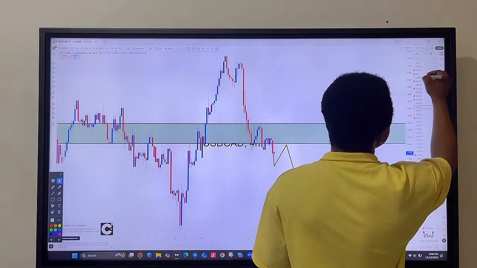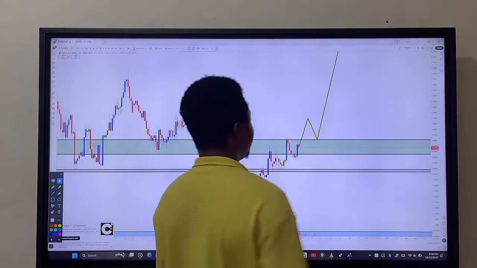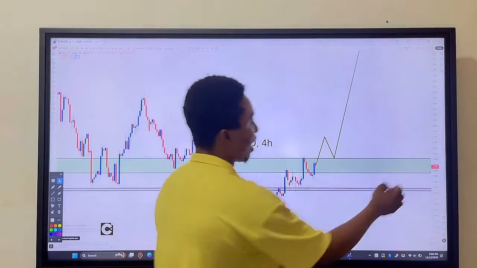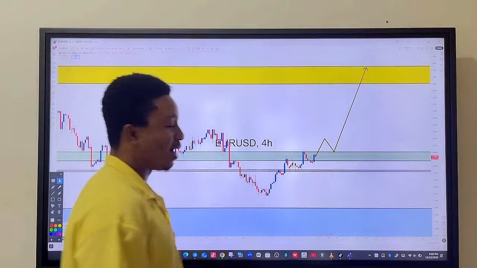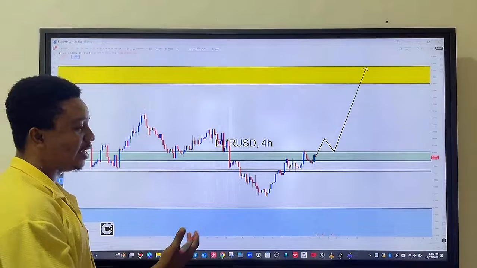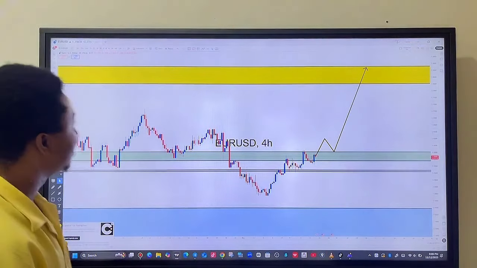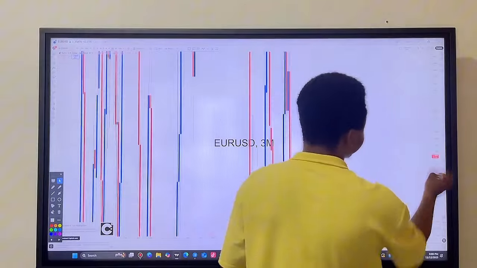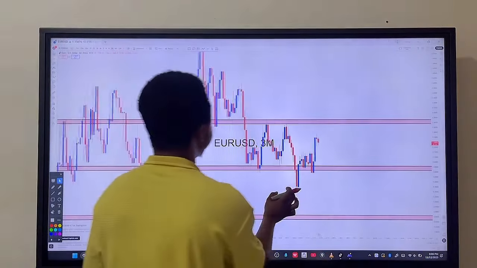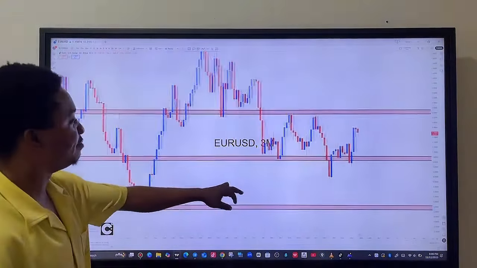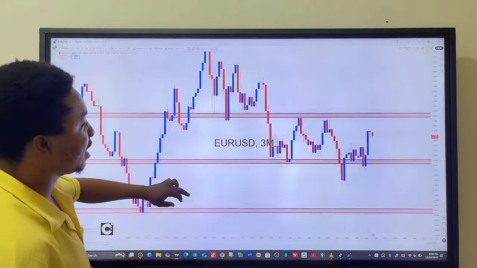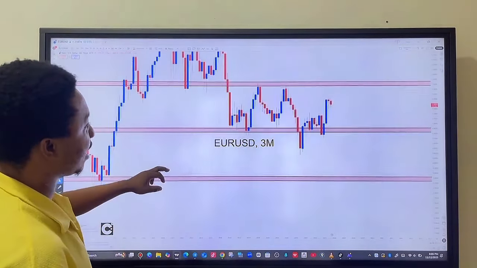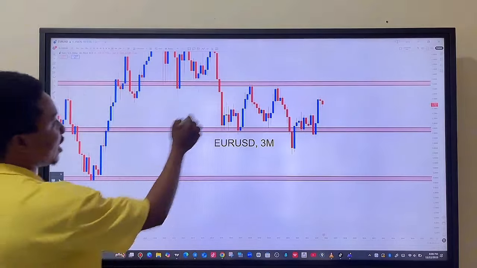Let's go and break it down. This is EUR USD and we are looking for a buying opportunity on this. But why are we so interested in buying EUR USD? Let's take it to the higher time frame to start the process. Okay, so this is USD on the 3 months time frame. Now the 3 months time frame of USD, let's break it down. So in the 3 months, we have the upper zone, the middle zone, and also the lower zone as well.